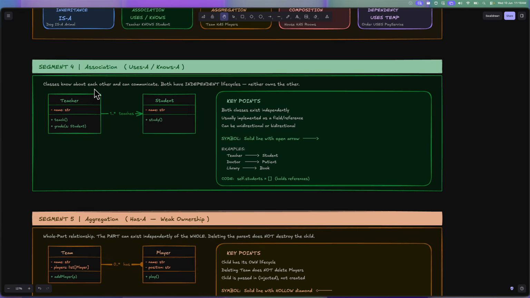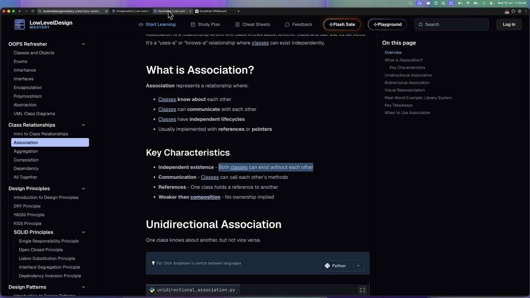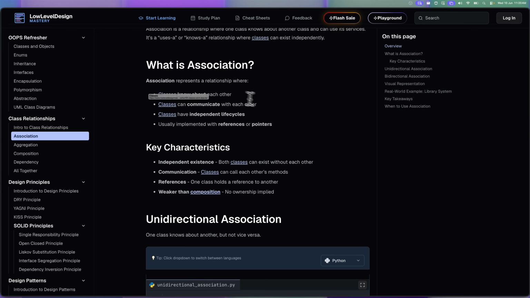Let's take some examples. Teacher and student is one good example, and then doctor and patient. A doctor class can exist independently, and the patient class can exist independently. Same for library and books: the library can exist independently, books can exist independently. This is the key characteristic. Both classes can exist independently, one class can communicate with the other class, and both classes know about each other.